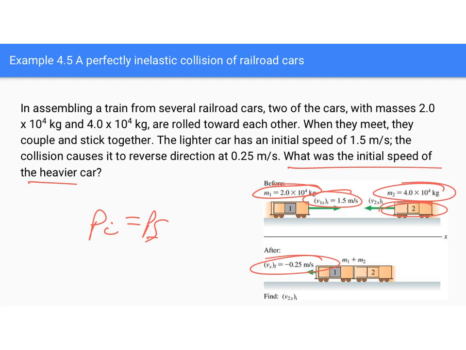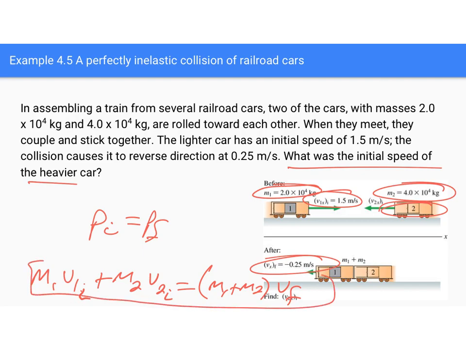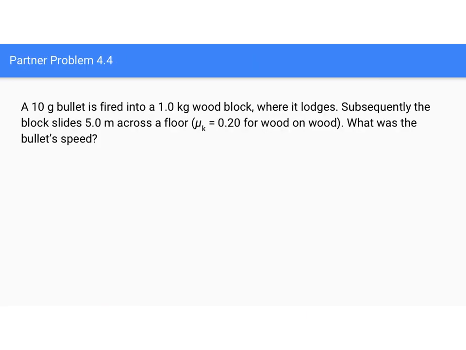So anytime that I have an inelastic collision, I have the mass and the velocity of the first object initially. I have the mass and the velocity of the second object initially. And those two objects are going to come together, m1 plus m2, and have some shared final velocity. So we'll be using this variation of the conservation of momentum as we solve these problems.